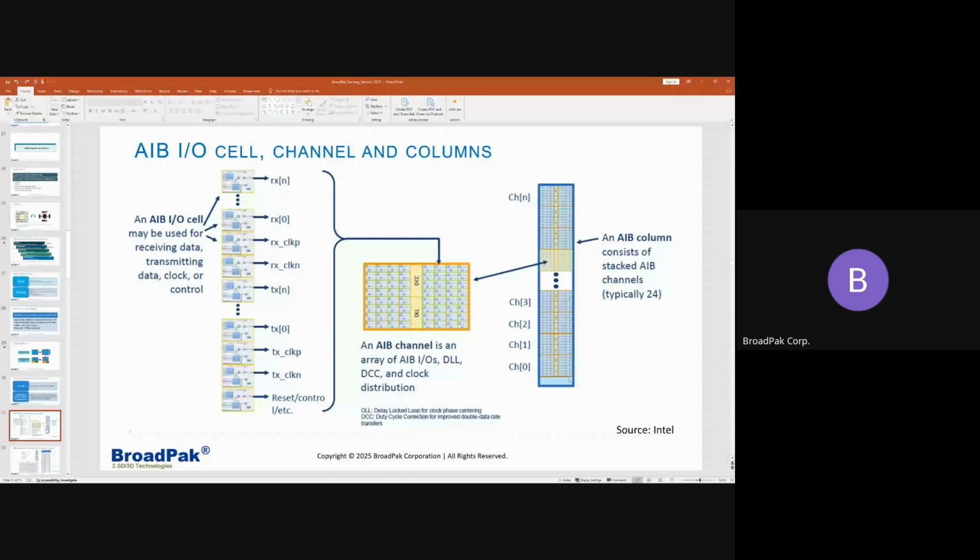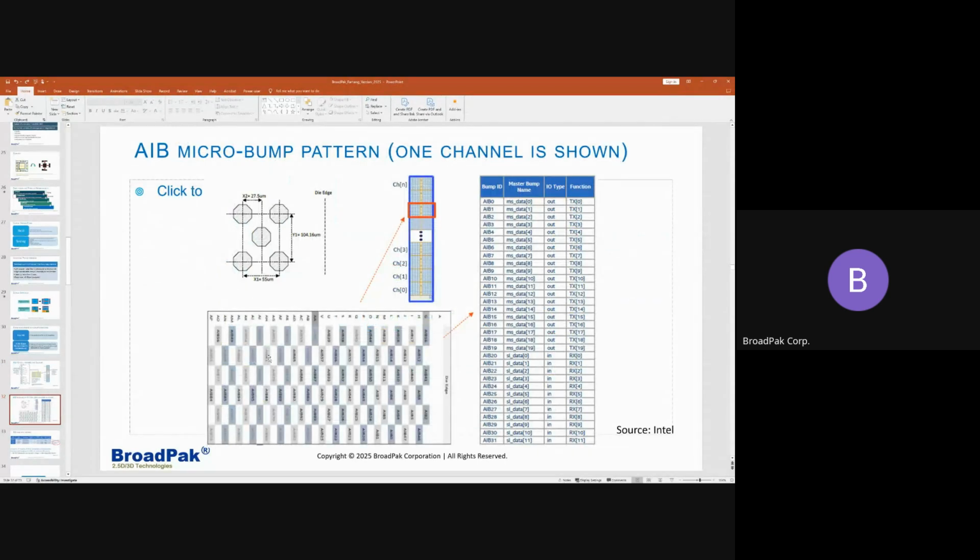Now, if you look at the AIB interface, again, this is very high level. I'm just going to give you some heads up, but you're going to have to follow up on all of that. The AIB, which was the beginning or the initial interface, then converted into what is called the UCIe, the Universal Chiplet Interconnect. But again, the concept is the same. You've got multiple channels, typically 24 channels, and within each channel you've got the TX and the RX to transmit and receive.